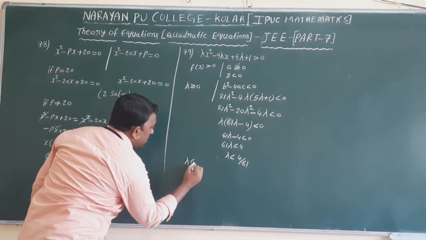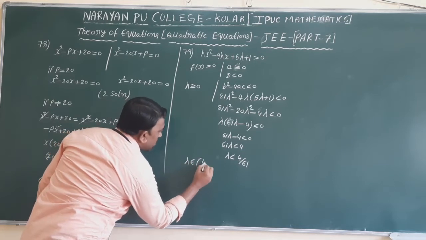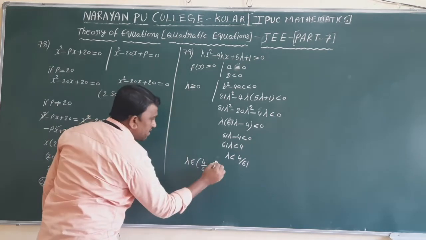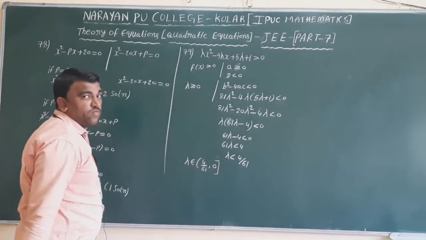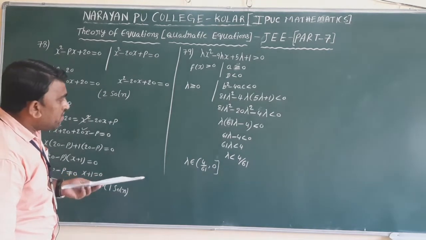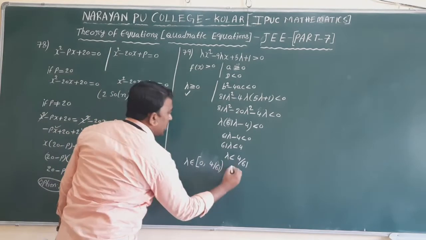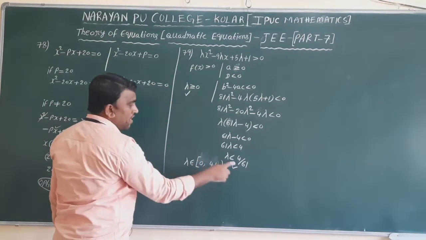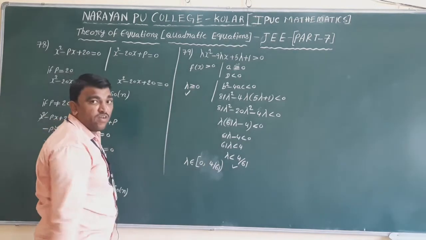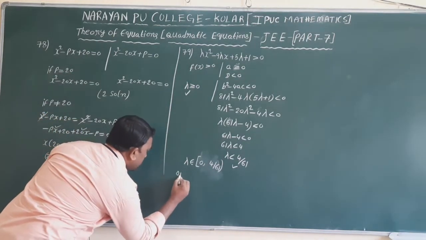Lambda belongs to the interval 0 comma 4 by 61. Equal to is there, so it will be a closed interval. So it lies between 0 and 4 by 61. From these two conditions, lambda is more than or equal to 0 and below 4 by 61. It is the closed interval 0 comma 4 by 61. Option A is correct.